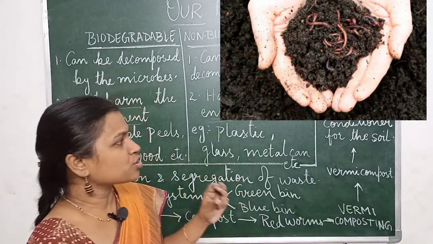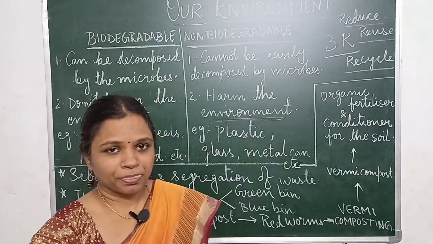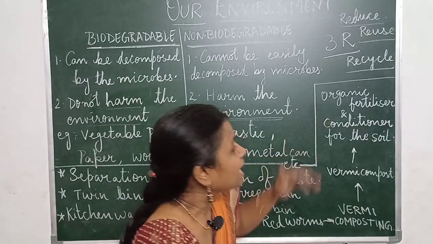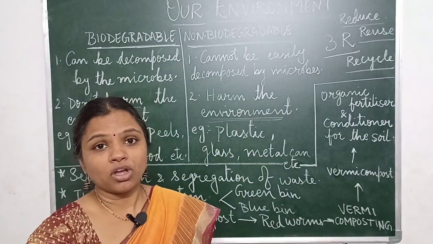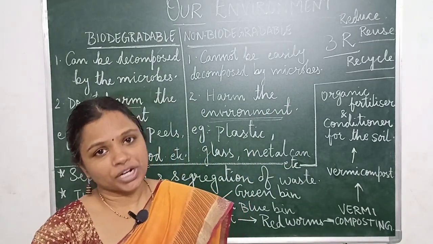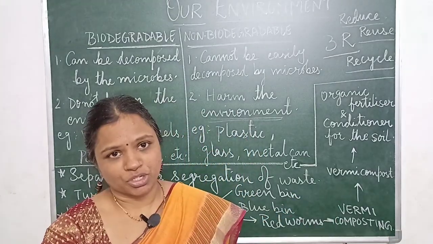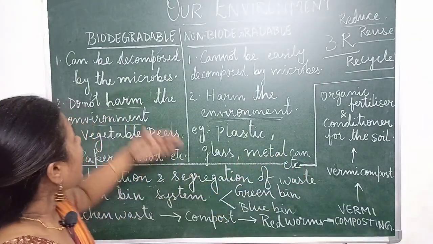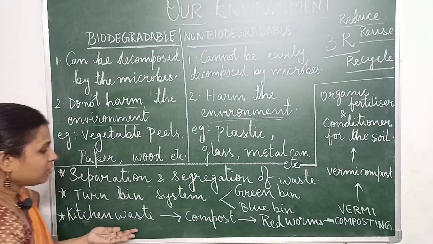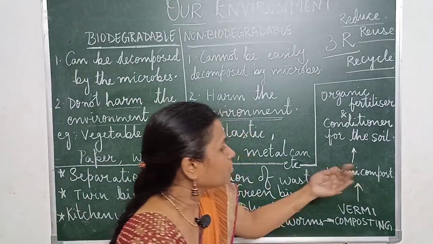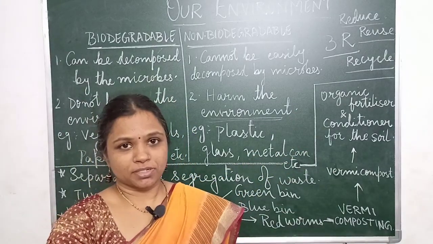Now this vermicompost is a very good and excellent organic fertilizer, and it acts as a conditioner for the soil. If we grow crops in such types of soils, probably we will be getting more yield. So that is how nowadays we are going for this vermicomposting. And in this way, our segregation of the waste is also done, and we are getting benefit from this vermicompost by having a good yield of crops.